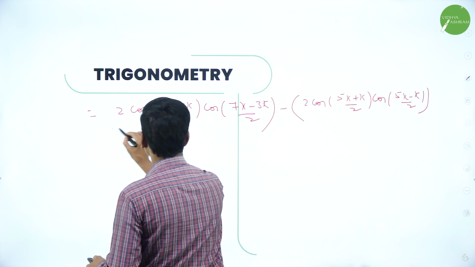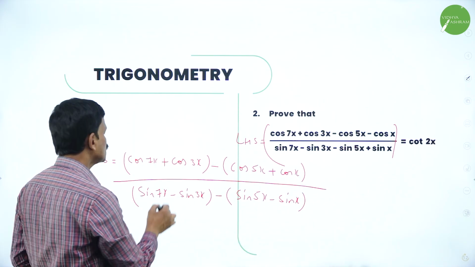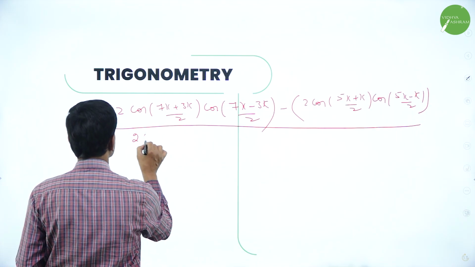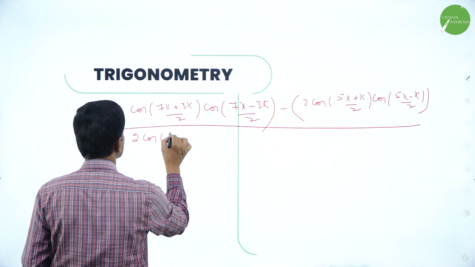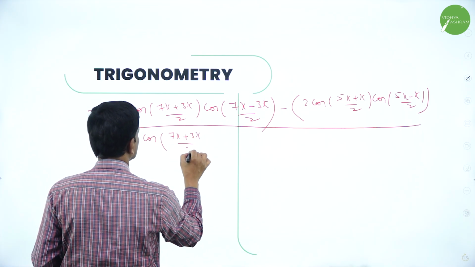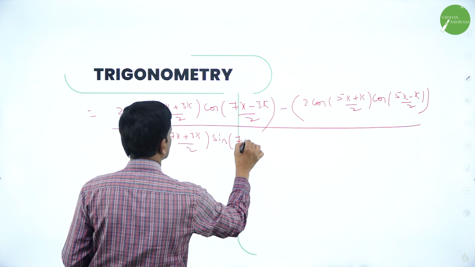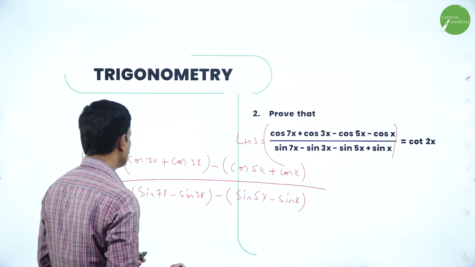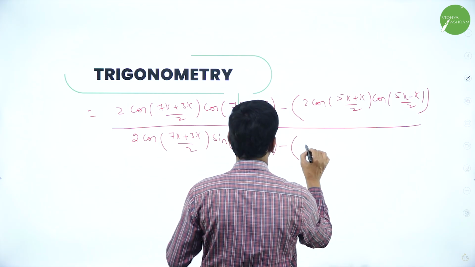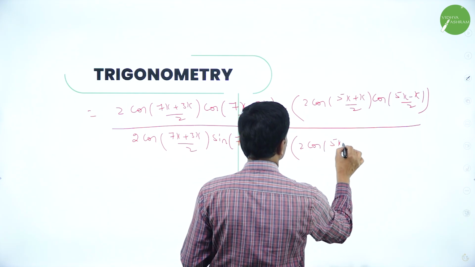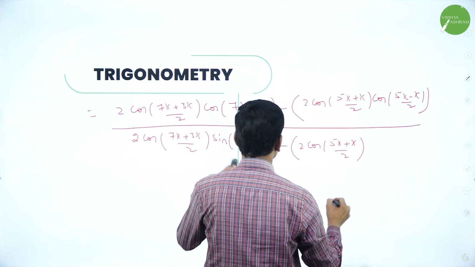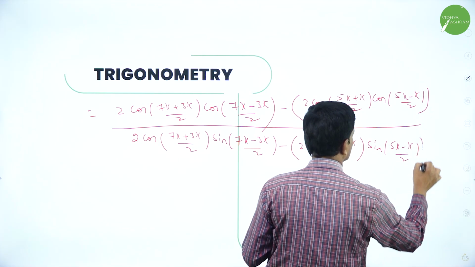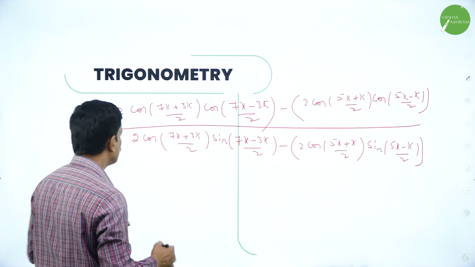Again the same, 2 cos((5x plus x) by 2) into cos((5x minus x) by 2), whole divided by, in the denominator, sin C minus sin D. Sin C minus sin D is 2 cos((C plus D) by 2) into sin((C minus D) by 2), minus, again this is sin C minus sin D, the same 2 cos((C plus D) by 2) into sin((C minus D) by 2).